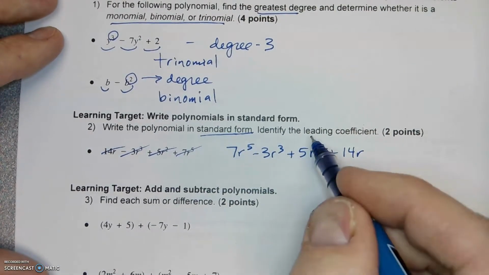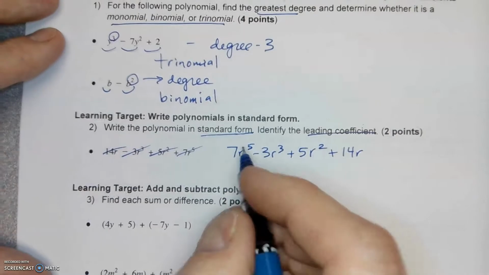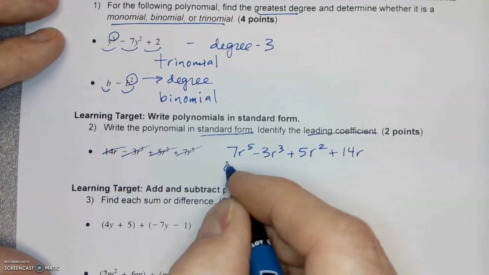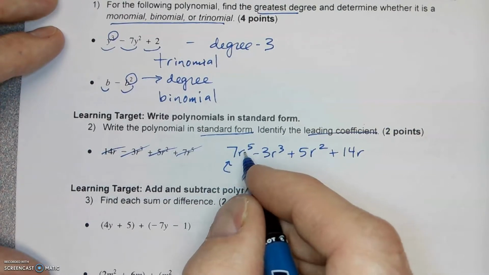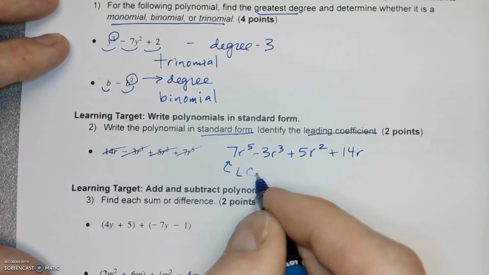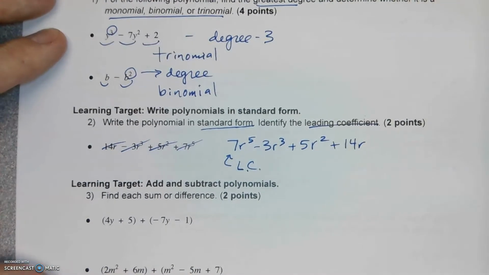So we have to identify the leading coefficient, meaning what is the number in front of the biggest exponent term. So LC for leading coefficient, that's 7.